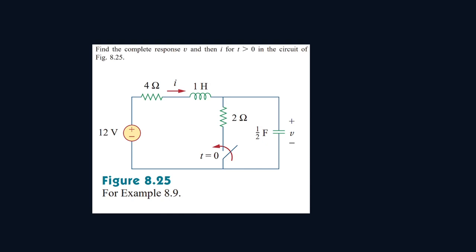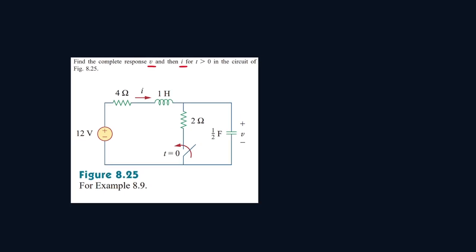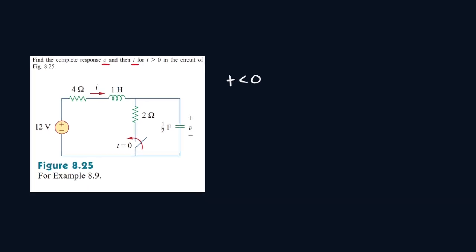Okay, so for this problem, we have to solve for V and I for the following circuit. So the first thing we're going to do is see the circuit when t is less than 0. The circuit will pretty much look like this.